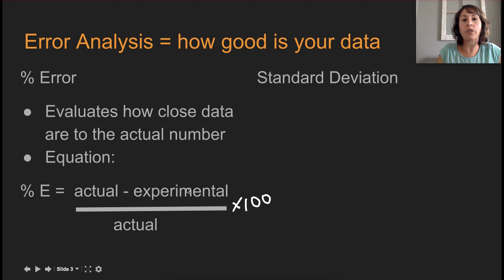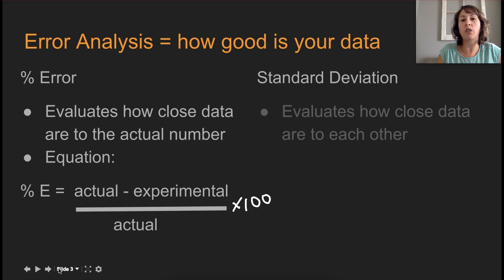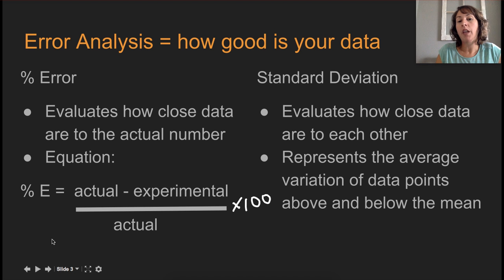We can also use standard deviation, and standard deviation uses the numbers that are close together. It evaluates how close our data are to each other, so this would be precision that we would be measuring. It represents the average variation of data points above and below the mean, which is kind of like saying it's the average of the averages. There's another equation that we use with this. I have a different video that explains how to work it out with an equation, and oftentimes we do that in spreadsheets. So we'll take a look at those as we work through a variety of different labs this year.